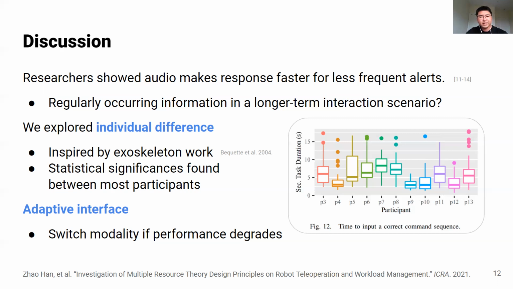If an interface begins in the visual condition, but secondary task performance degrades, it would adapt to the visual audio condition. This would follow multiple resource theory as a means to improve performance when necessary, rather than as an overarching design principle, which, as demonstrated by this study, may not be the appropriate method of implementation for the search and rescue domain, or more broadly, for longer-term interaction scenarios.